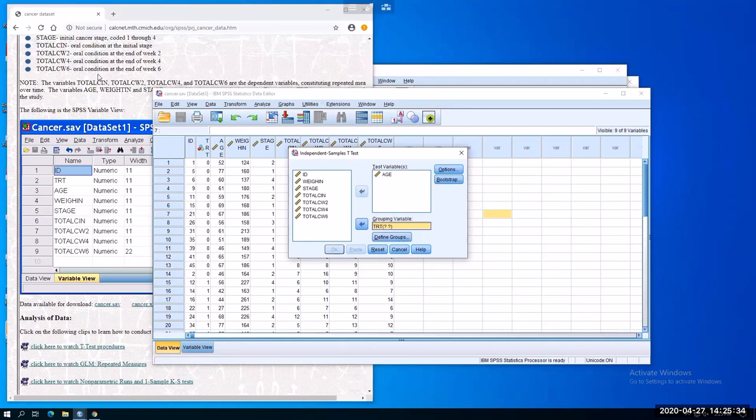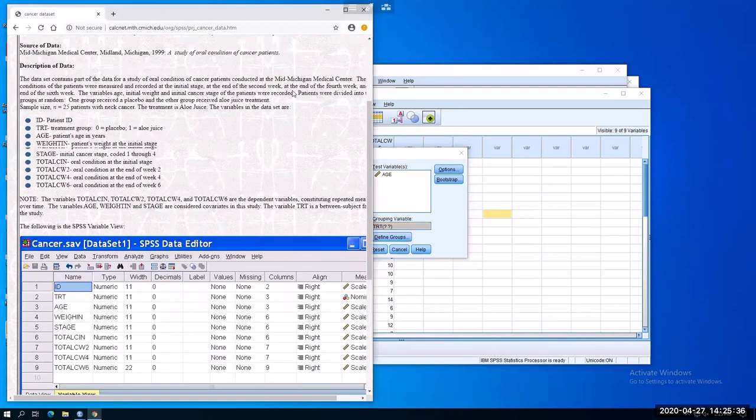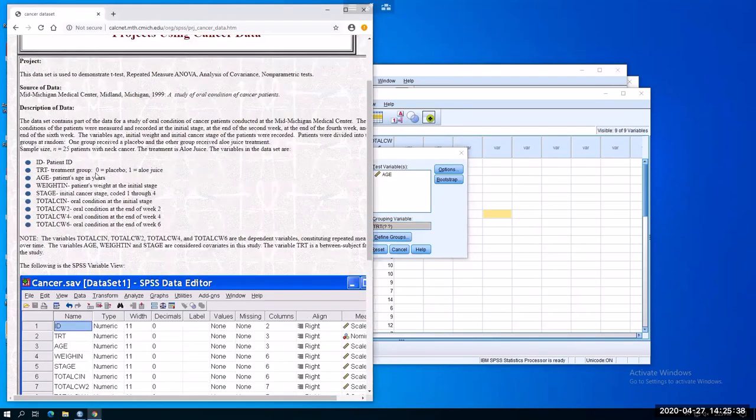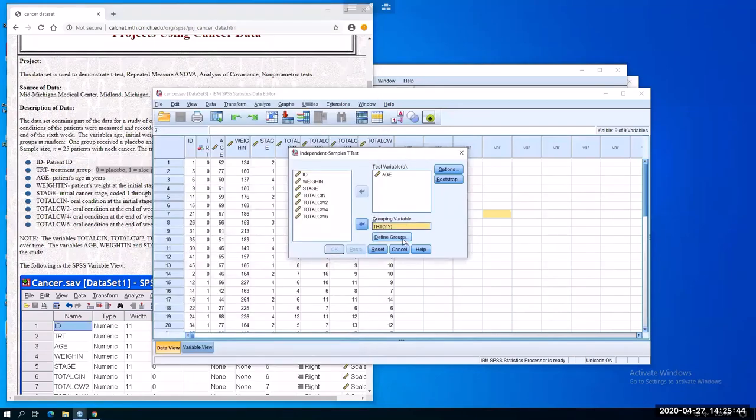So here, the description tells us that 0 is for placebo and 1 is for treatment. That's why we will define our groups as 0 and 1. Click continue and then OK.